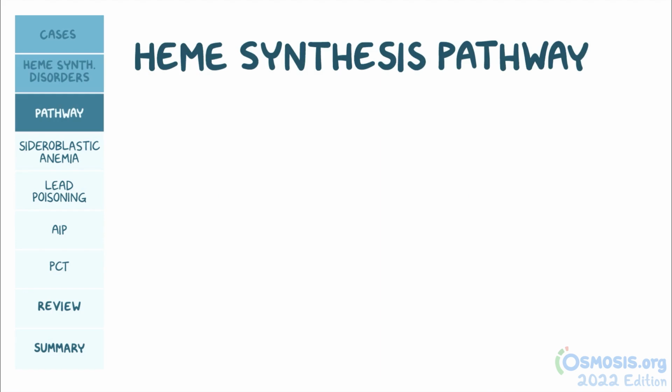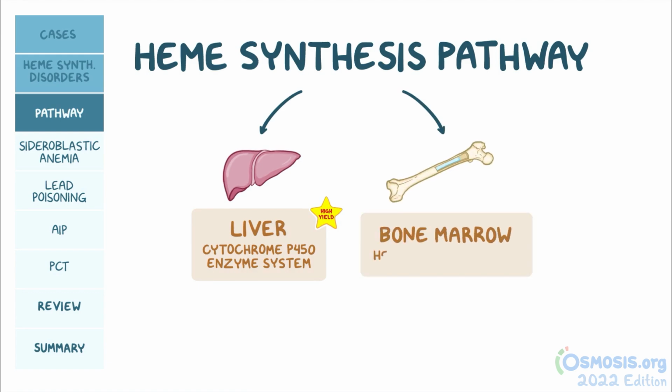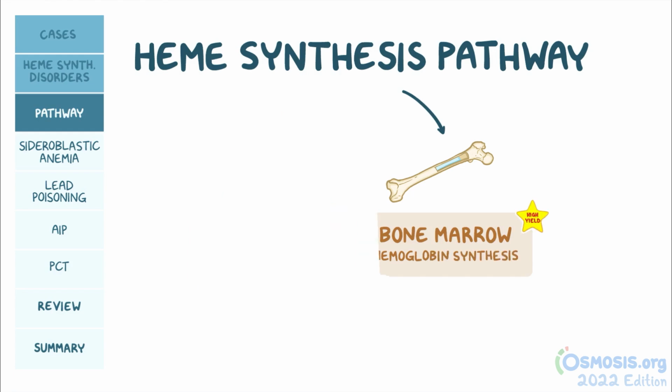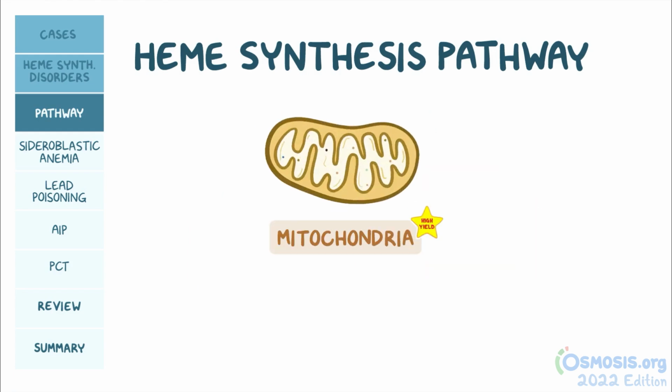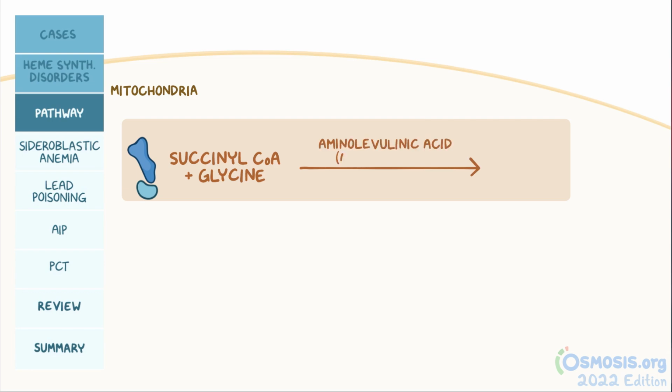It's important to remember that heme synthesis occurs in the liver, where heme is used in the cytochrome P450 enzyme system, as well as in the bone marrow, where heme is used to synthesize hemoglobin. Now, heme synthesis begins in the mitochondria, where succinyl-CoA binds to glycine via aminolevulinic acid, or ALA, synthase to produce regular old aminolevulinic acid, or ALA.